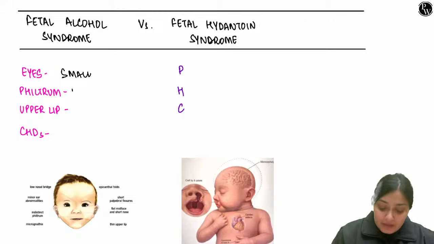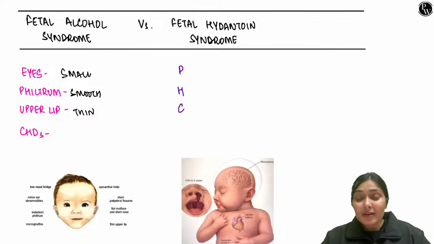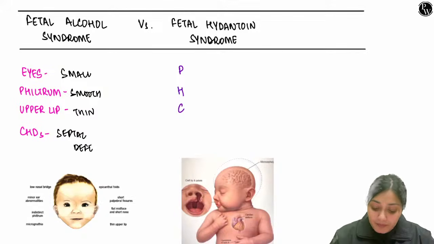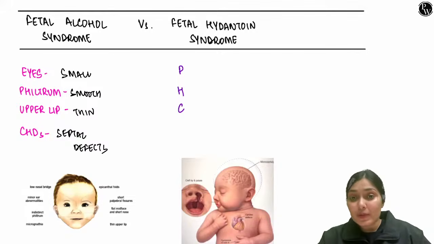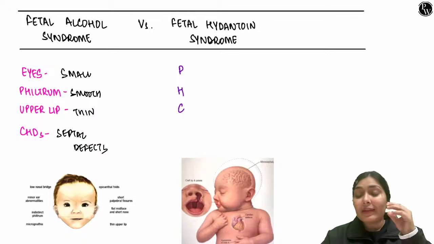The philtrum is very smooth. Upper lip is very thin. And remember, these heavy night parties are usually after a breakup. So they are going to have congenital heart diseases. They have septal defects. So these are the features of fetal alcohol syndrome. You see that the eyes are small, the philtrum is smooth, the upper lip is very thin, and they are predisposed to septal defects and congenital heart diseases.